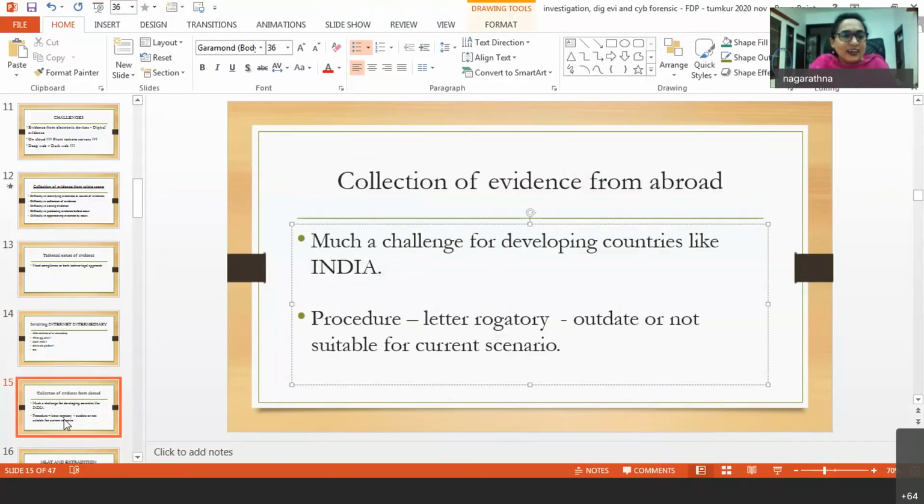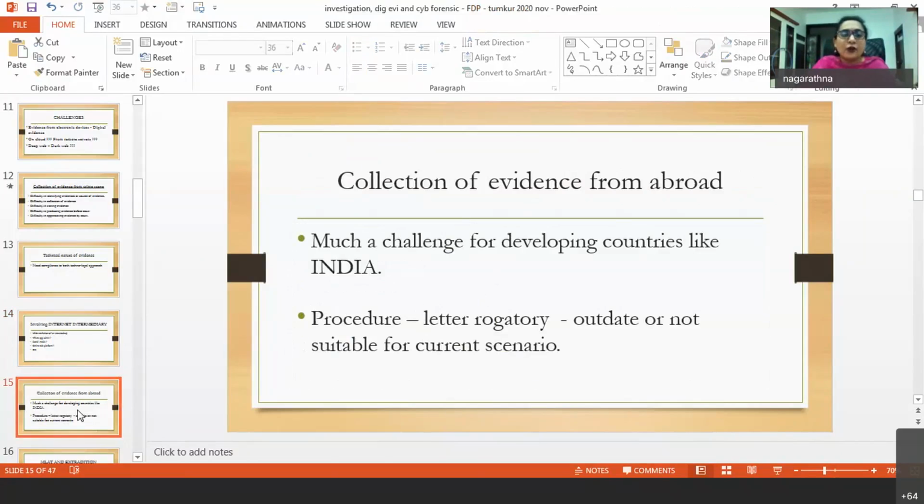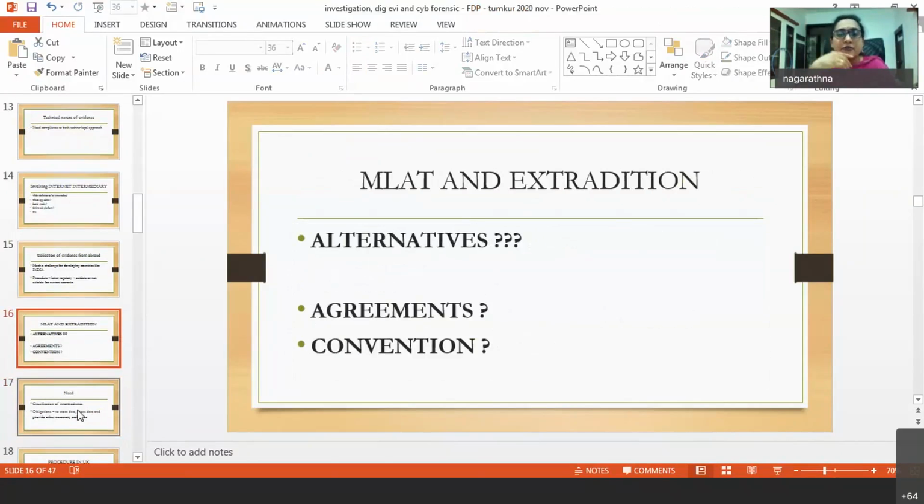Then you have the other issue. Let's assume you got all the evidence, but how do you get that person from another country? Then you need an extradition agreement. Both are different. MLAT is only for collection and sharing of evidence. Extradition is to get a person extradited. So Mallya, you want him to be sent to India.